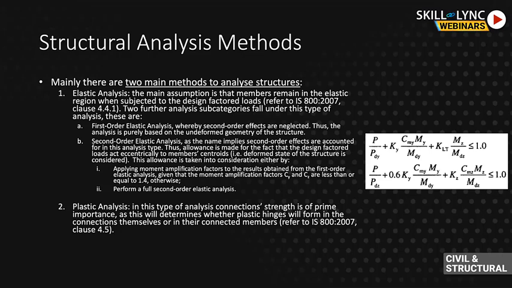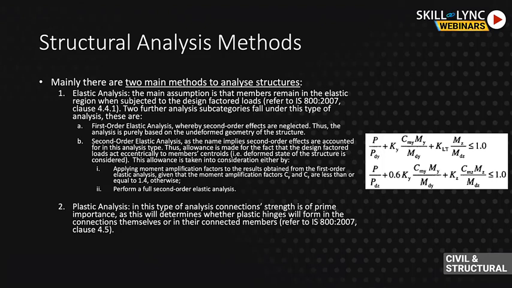You obtain your results from the first order elastic analysis, you obtain the moments that you need to design your member for, and then you multiply them by Cy and Cz factors, given that they should be less than 1.4. If they are not less than 1.4, then your only option is to perform a full second order elastic analysis. As you can see on the two equations illustrated on the right hand side, these are the interaction buckling equations from the IS 800 2007. You need to satisfy both of these equations.